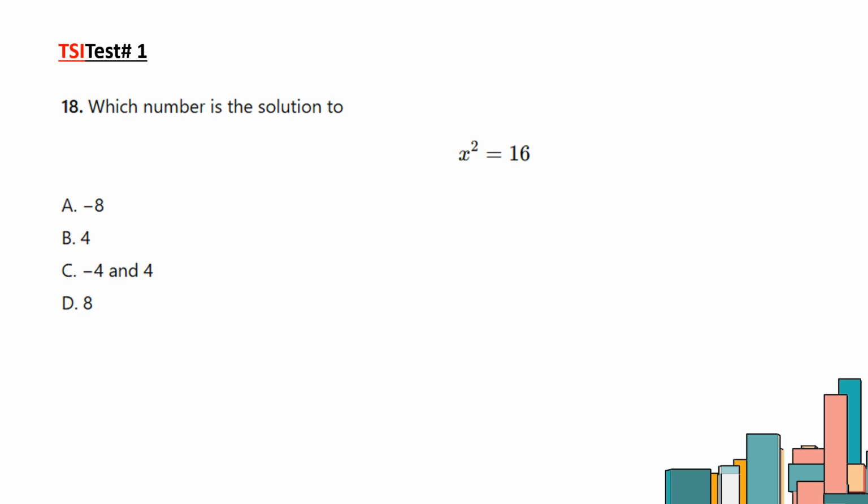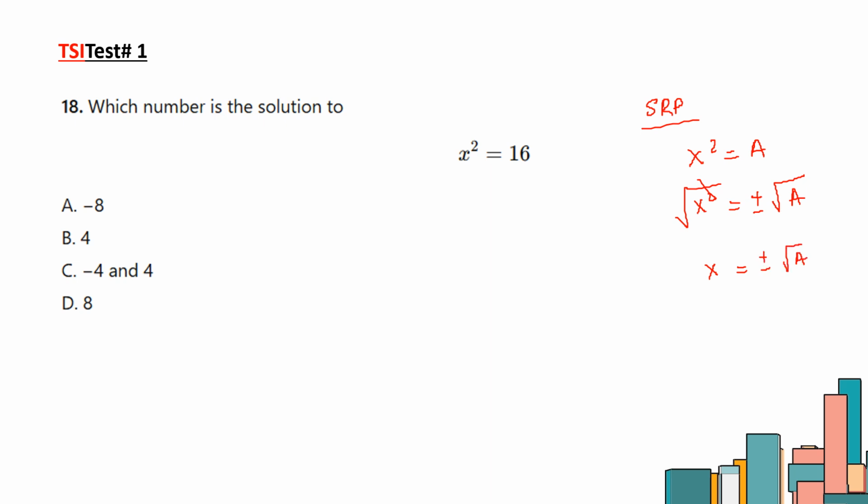Number 18, which number is the solution to x squared equals 16? Remember, when you solve, you use the square root property. The square root property says that if you have x squared equal to a number a, when you take the square root of both sides, you need the plus or minus on the result. The square root cancels the square, so you are left with x equals plus or minus the square root of a.